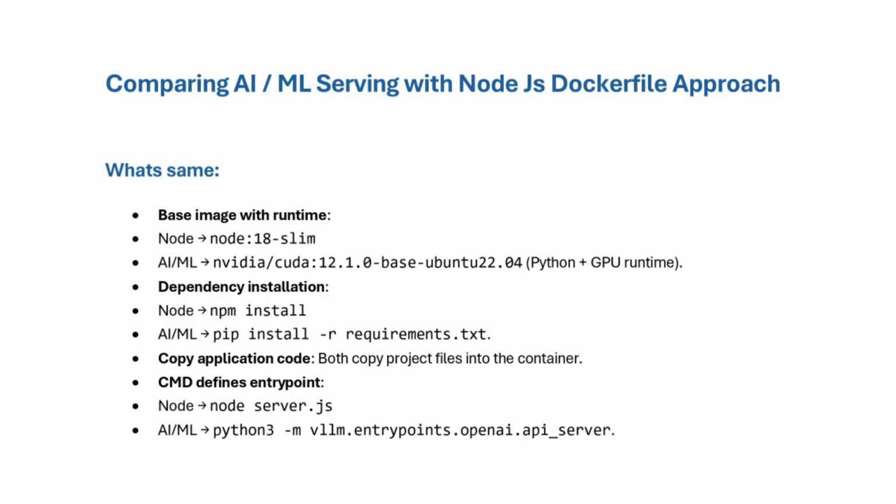Dependency installation. In Node, it was npm install. Here in AIML, it is pip install -r requirements.txt, which means it is Python. Copying application code. Both copy project files into the containers. CMD defined entry point. Node has node server.js. AIML has python3 -m vllm.entrypoints.openai.api_server.